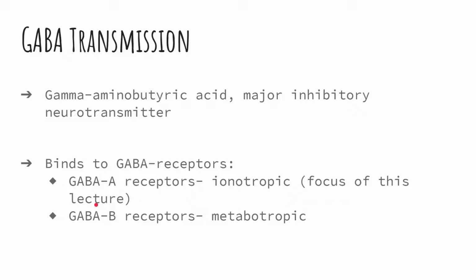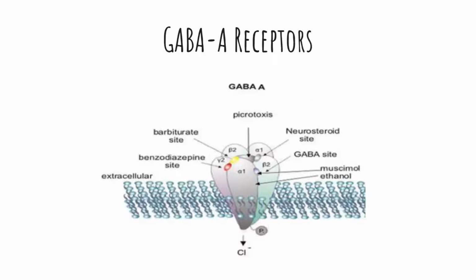GABA-B receptors, on the other hand, are what we call metabotropic receptors, which are GPCRs, G protein coupled receptors. There is binding of the ligand to the receptor, and there is activation of a G protein, as we will see now.